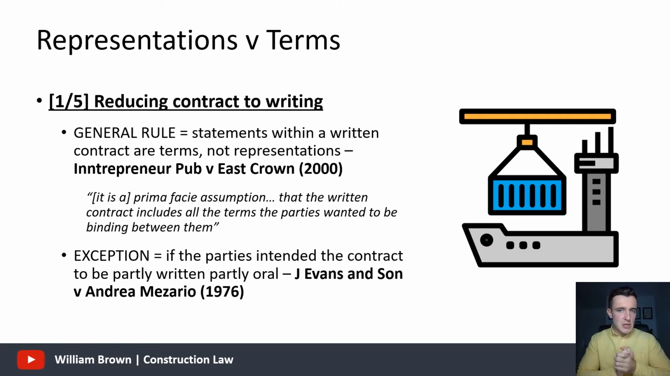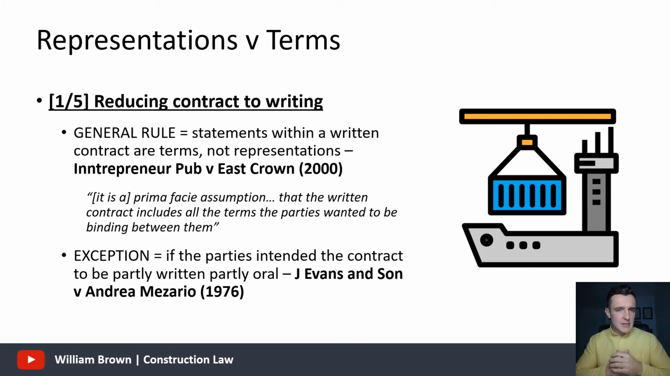So that is what that general rule is all about. And we have an extract from the leading case on that, which is Entrepreneur Pub and East Crown back in 2000, where the court set out that it is a prima facie assumption that the written contract between the parties includes all of the terms that the parties intended to be binding between them.